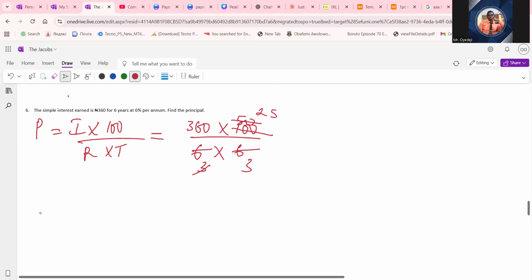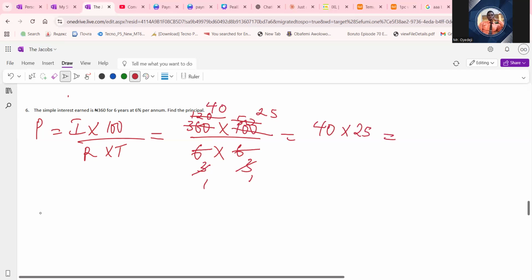3 can go here and 3 can go in 360. 3 in 3 is 1. 3 in 6 is 2. That's 120. We can go further. 3 here, 1. 3 in 12 is 4, then the 0. 3 in 120 is 40. So we have 40 times 25.